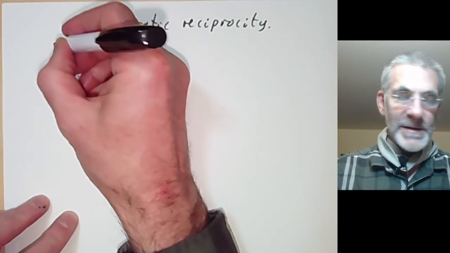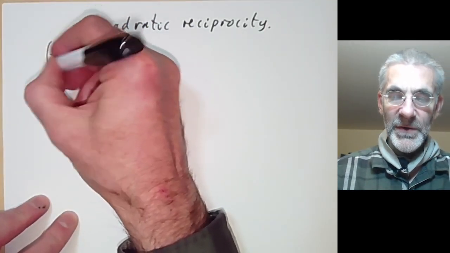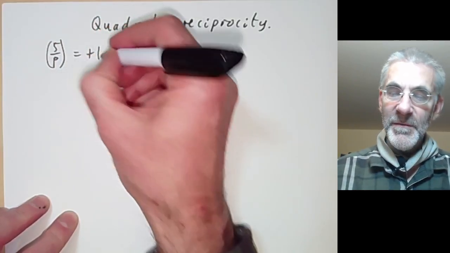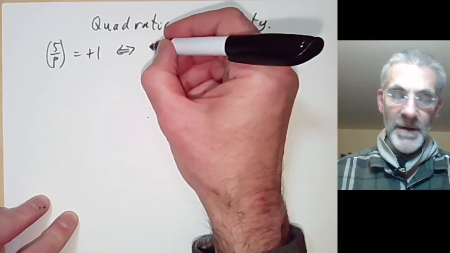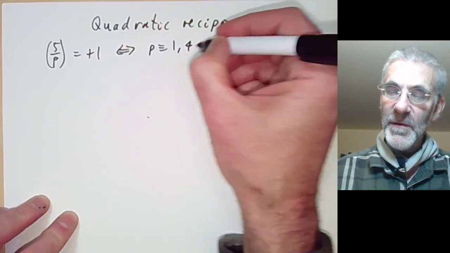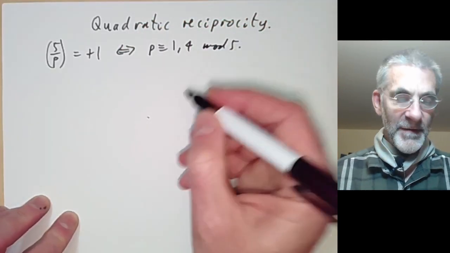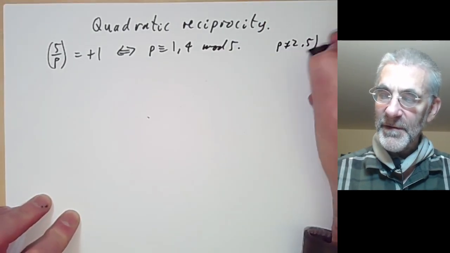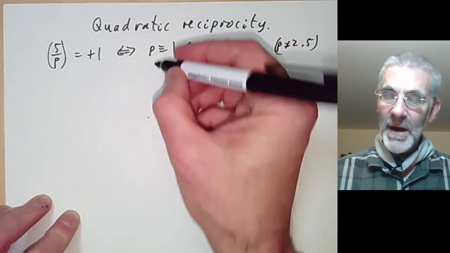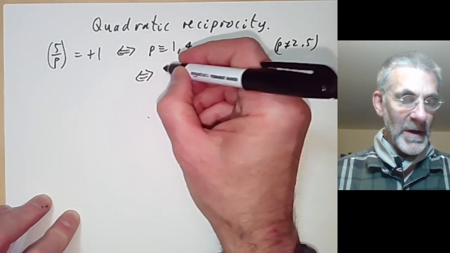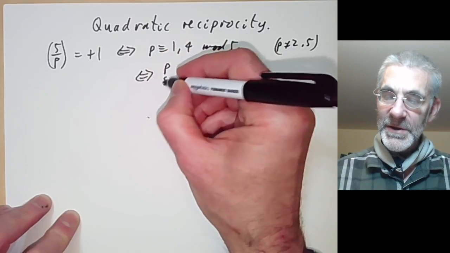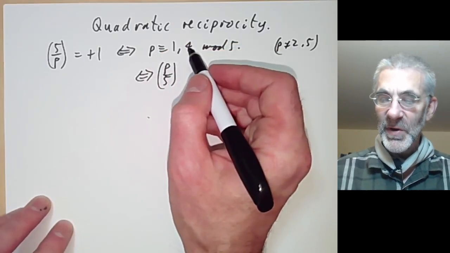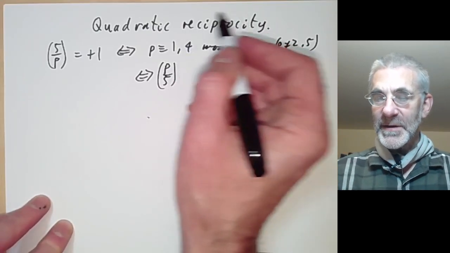Last lecture we proved, or rather I left this as an exercise to prove, that 5 is a quadratic residue of p if and only if p is congruent to 1 or 4 modulo 5. We're assuming p is not equal to 2 or 5, of course, because these always go wrong. And this in turn is equivalent to p being a quadratic residue of 5, because 1 and 4 are exactly the squares mod 5. This is an example of reciprocity.